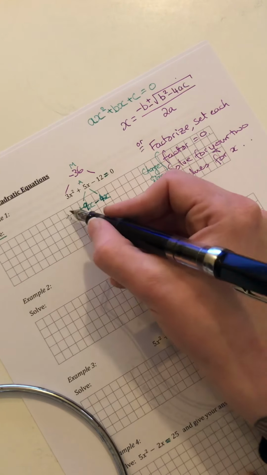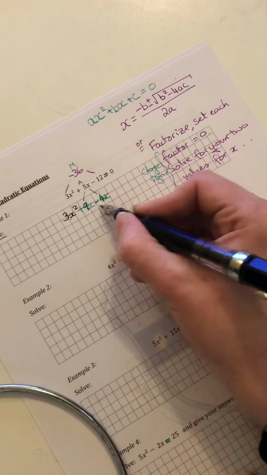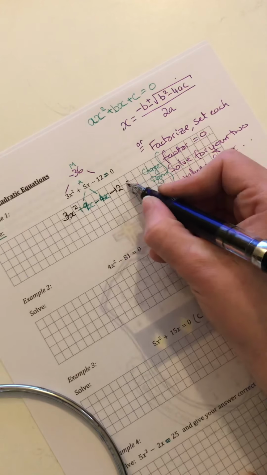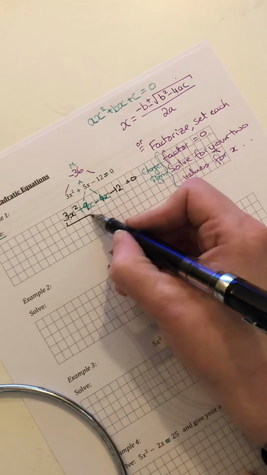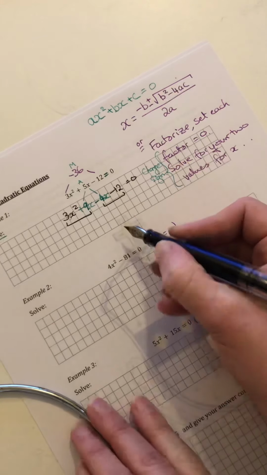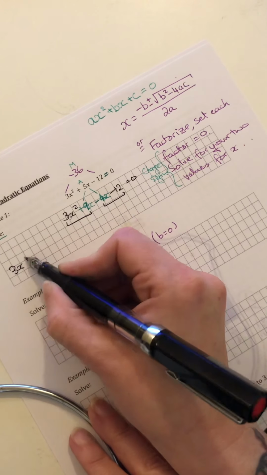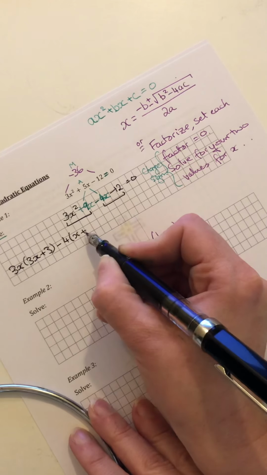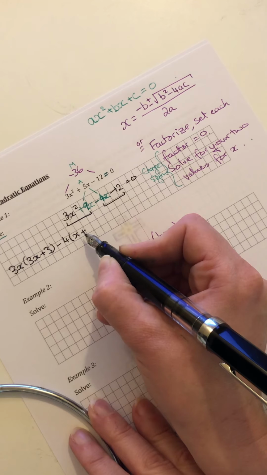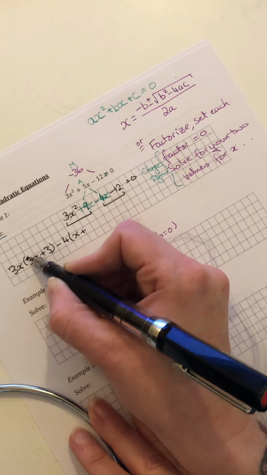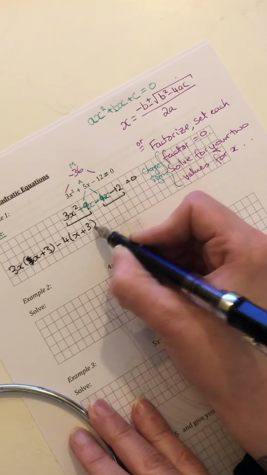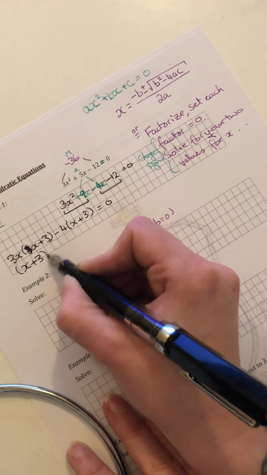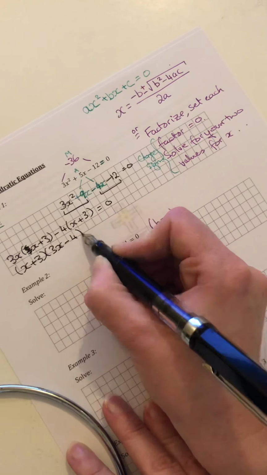So I have 3x squared plus 9x minus 4x minus 12 equal to 0. We can ignore the equal to 0 for the most part till the end. And then I factorise by grouping. I've got 3x plus 3, minus 4, there's no 3x there, x plus 3 equal to 0. And I've got x plus 3 and 3x minus 4 equal to 0.